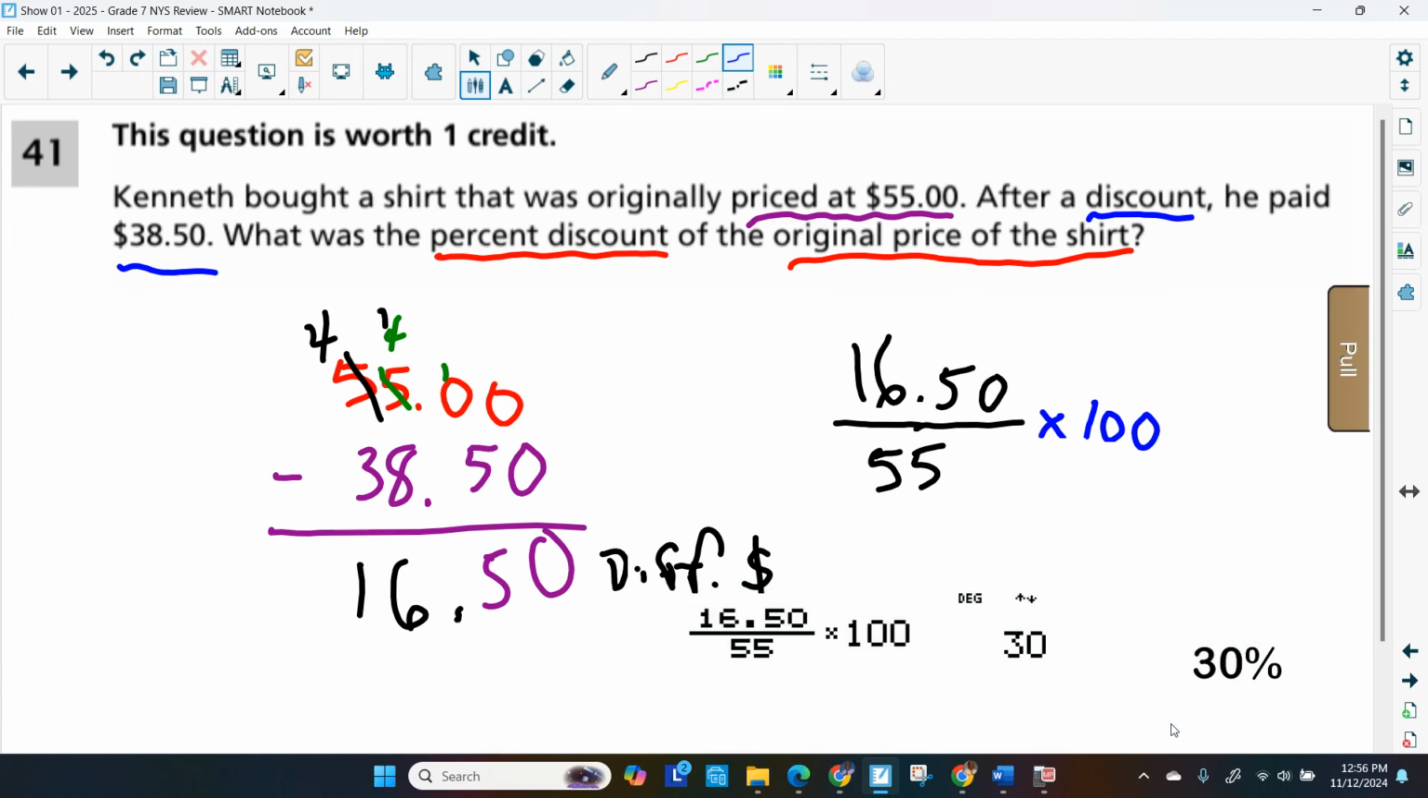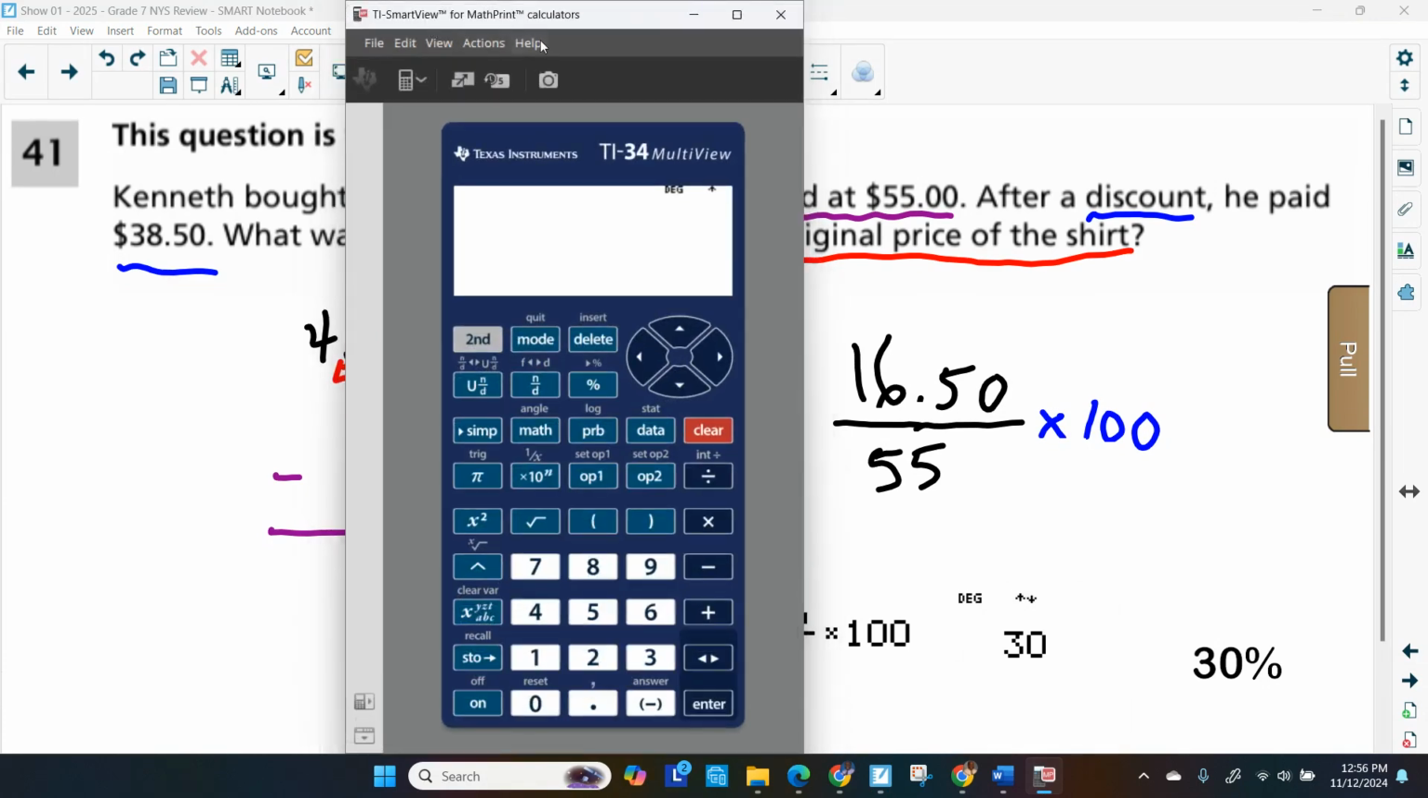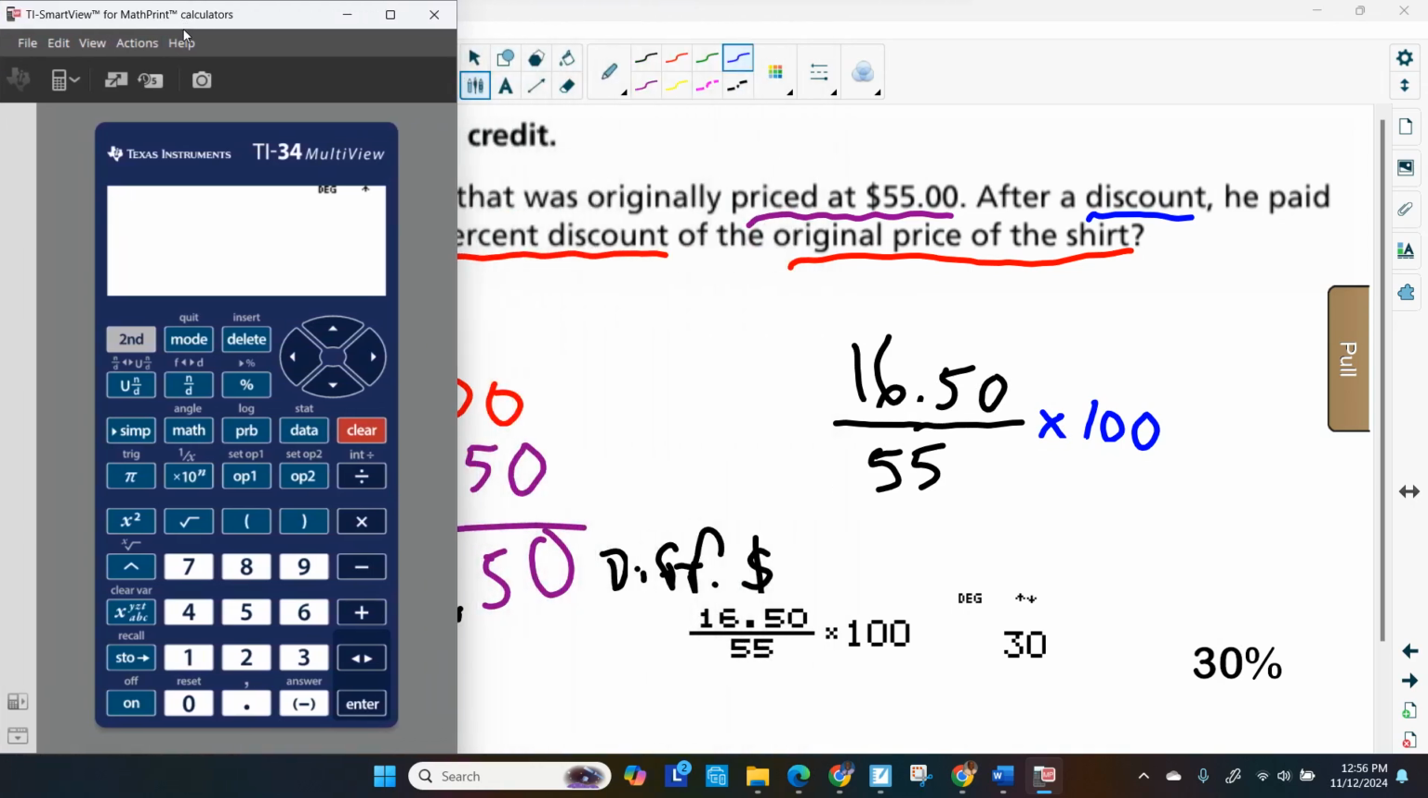And we could even check that if we wanted to. So let me get my calculator up one more time. Let me clear that. And let me do it the old school way. If the shirt costs $55 and I multiply it by 30%, I'll see how much money I save. $16.50 is how much I saved. Well, that's good to know.